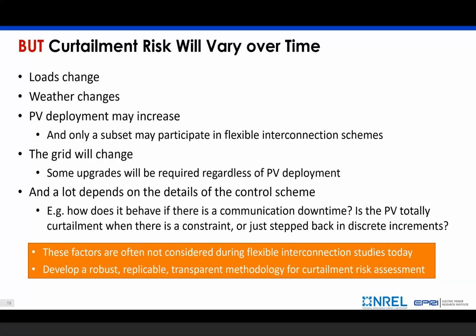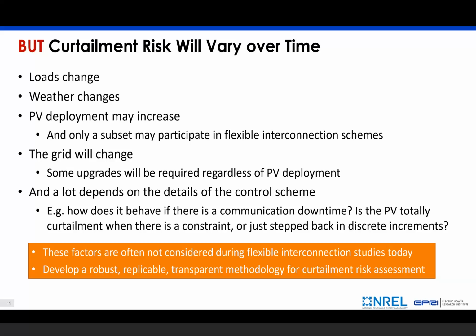And there may be other cases where you just have a very cheap firm interconnection upgrade, like changing the settings on a voltage regulator, for example, and are willing to pay for that rather than accept the uncertainty around the curtailment risk. So when you're thinking about flexible interconnection and trying to evaluate that as an option, it's really good to look into the future in terms of what the curtailment could look like under these uncertainties about how loads and weather and other PV or even other DER deployment could change over time.